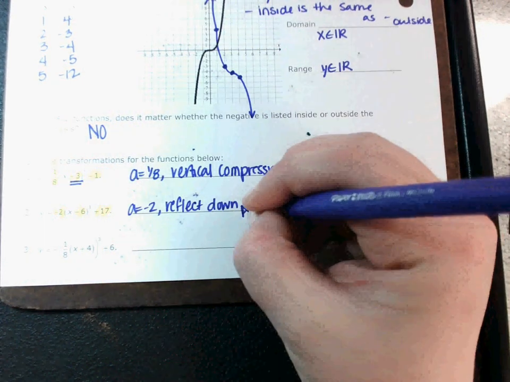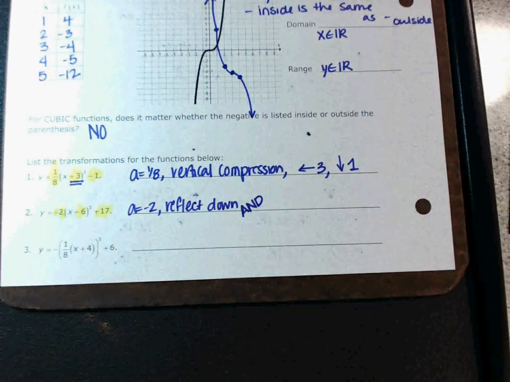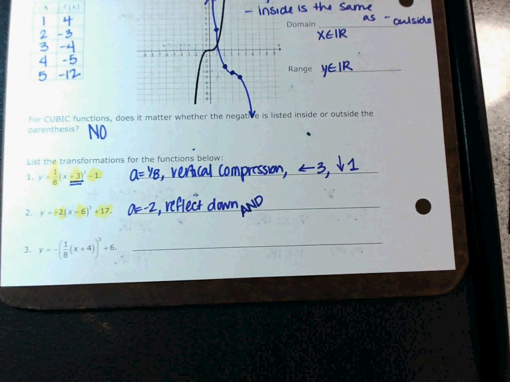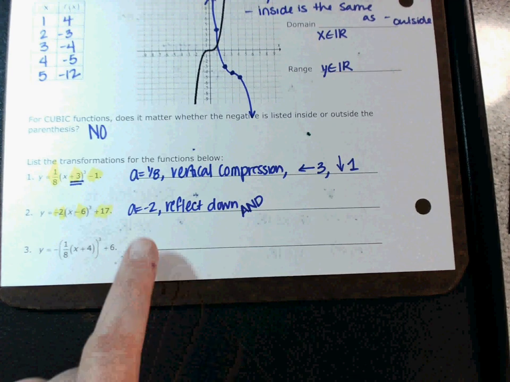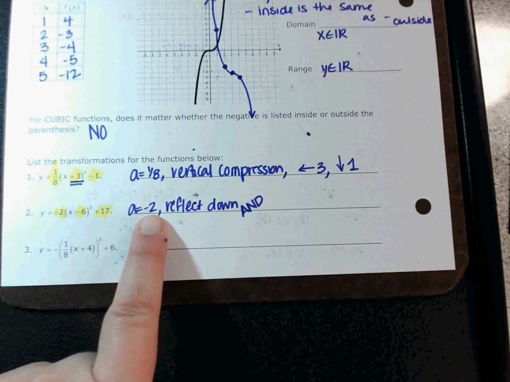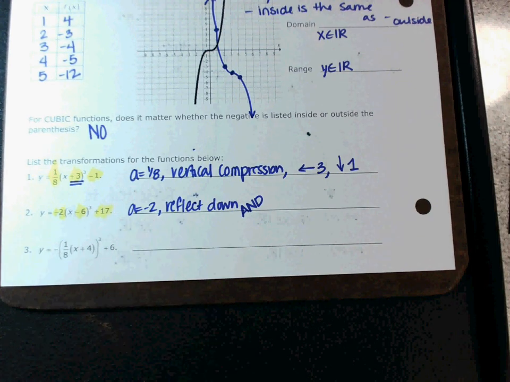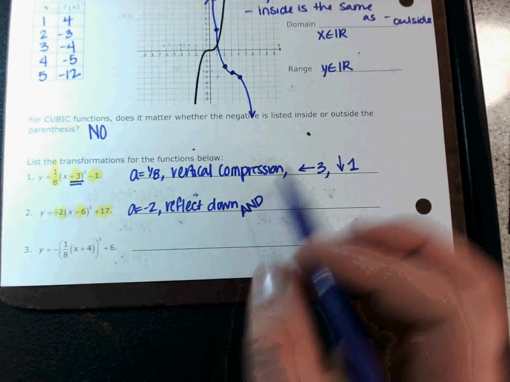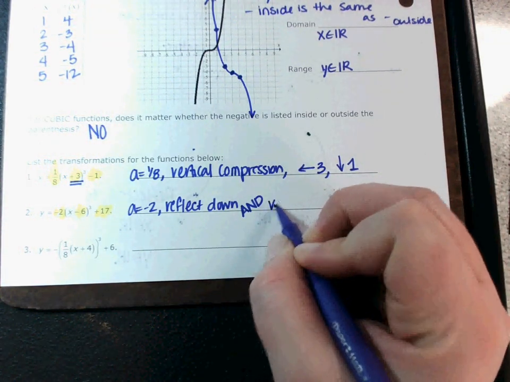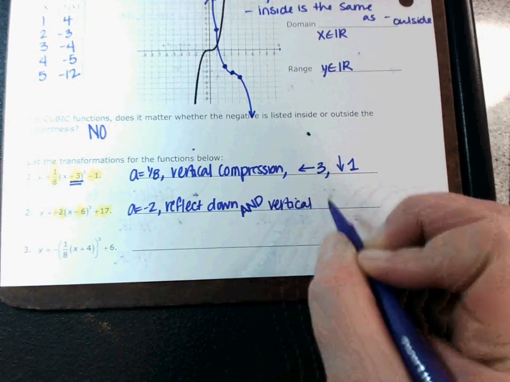And what does the 2 do? A vertical compression or a vertical stretch? Stretch. And don't get confused about it. If you think about it as a -2, you're like, oh, that's less than 1. No, you're only looking at the 2. 2 is greater than 1, that makes it a stretch. The negative reflects it down. Okay, so that's also a vertical stretch.